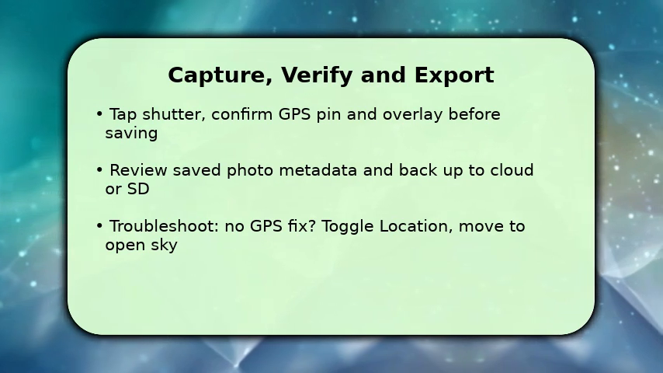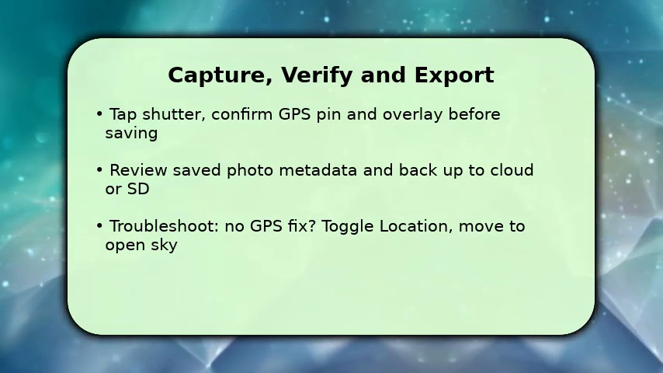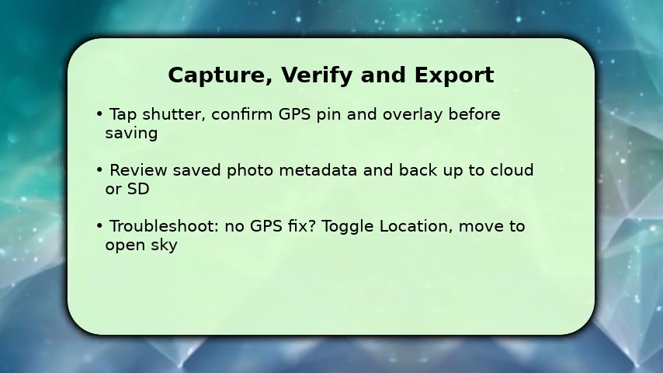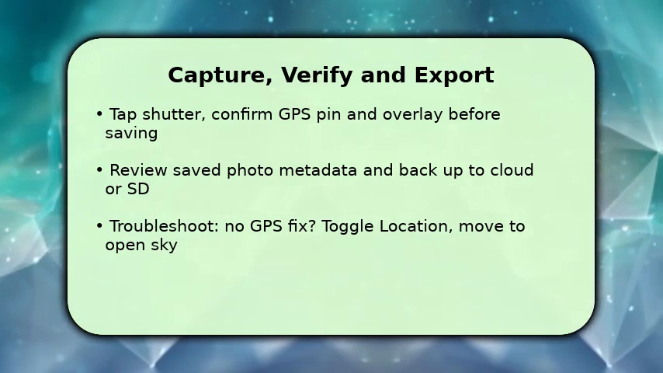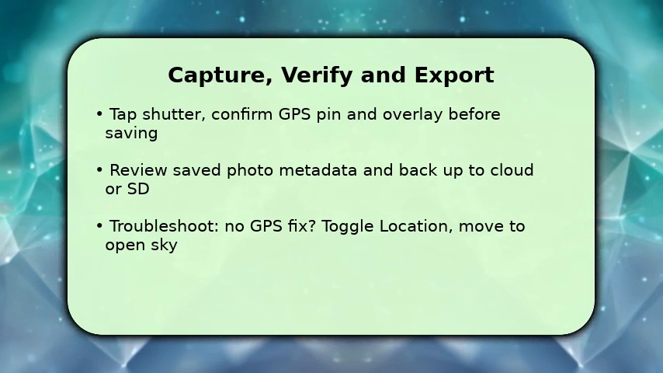If you don't get a GPS fix, toggle location off/on, step into an open area, and wait. Enabling high accuracy and restarting the app usually resolves persistent fixes.